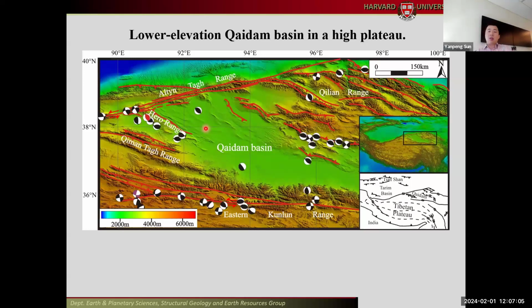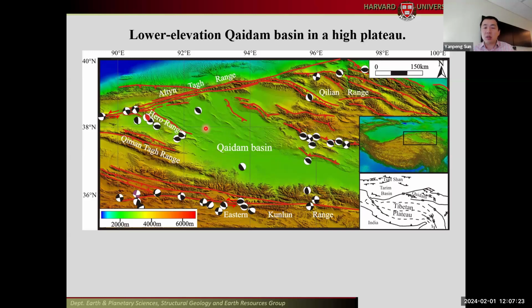So as I mentioned, the collision between India and Eurasia is still happening. So this is still active tectonics ongoing. What I showed here are the beach balls corresponding to the major earthquakes larger than magnitude 5, based on the Harvard CMT catalog up until the late 2010s.